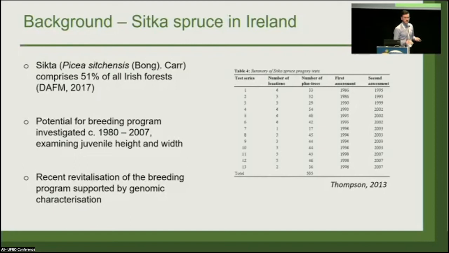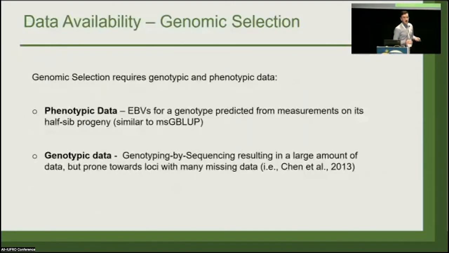The project entered a little lull after that, but with cheaper and more readily available sequencing strategies, there's been a revitalization in the interest of breeding, with an idea to do it from the perspective of being genomically led, being guided by genetics. To do genomic selection, we need two things. We need phenotypic data that relates to our traits of interest, our improved growth, and we need relevant genomic data that can be linked to these phenotypes.